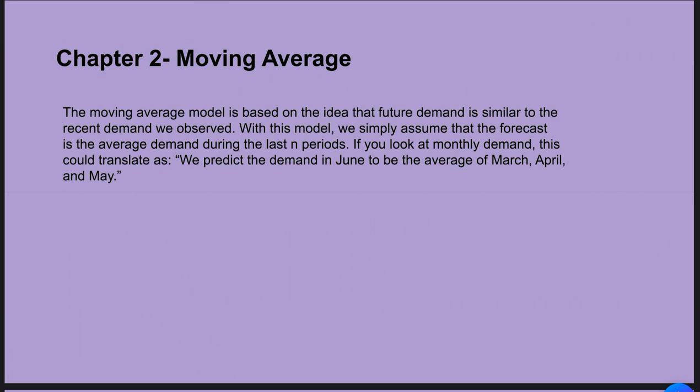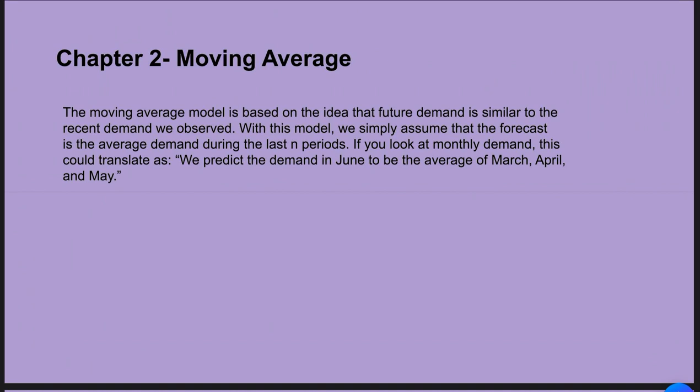The first technique, which can be taken as one of the basic techniques to predict a time series forecast, belongs to the moving average model. The idea is that future demand is quite similar to the recent demand we have observed. With this model, we simply assume that the forecast is the average demand during the last n periods. If you look at monthly demand, this could be translated as: the June demand will be the average of March, April, and May.